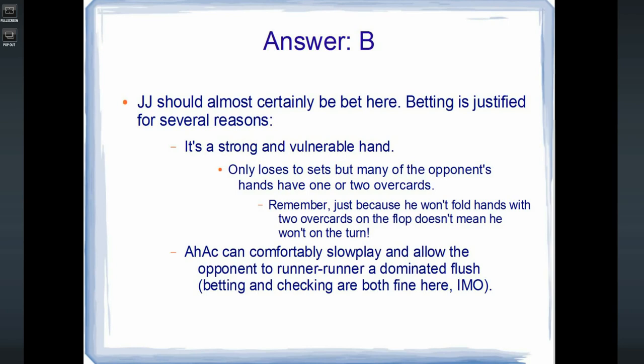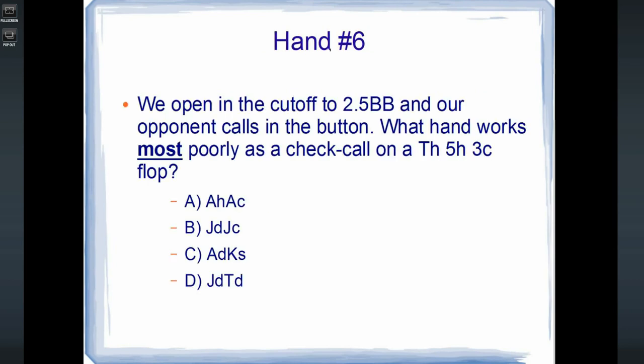All right, and ace, so let's go over the other options. Pocket aces with a heart can comfortably slow play and allow the opponent to runner a dominated flush. So both betting and checking here are fine. I'm probably going to bet more often than I check, to be honest, but it's reasonable to check-call with aces here with a heart because we're not really afraid of being outdrawn, and it is pretty awesome if you check-call, the turn is a heart, you check-call again, and then the river hits a heart, or you have a removal effect to your opponent's nut flushes and stuff like that.